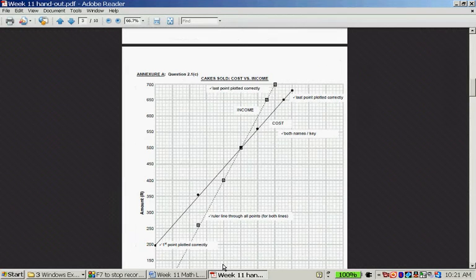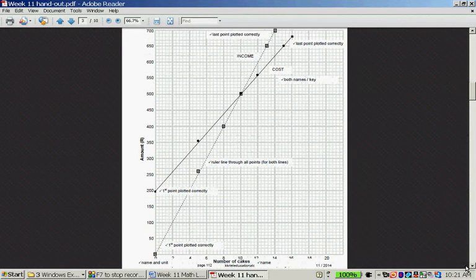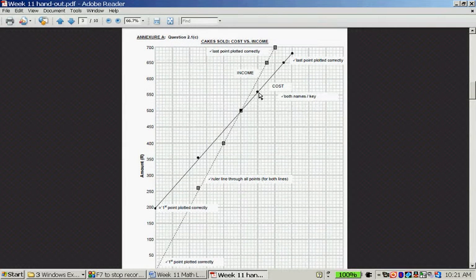Okay, but also, if you sell no cakes, you'll make a 200 rand loss. And the closer you get to your break-even point, the smaller your loss will be. So over here, you'll still make a loss of that amount of money, that's about 80 rand. As soon as you pass your break-even point, because your income is above your cost, do you see here? Your income graph is above your cost. You are making a profit here, you are making a profit there.